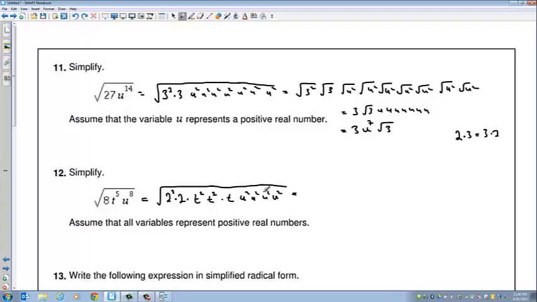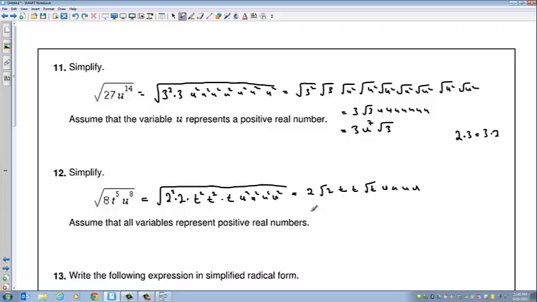If you want to simplify this a little bit, you could just say, hey, I don't need to do this next step. I know that the square root of 2 squared is 2. And then I have a square root of 2 next to it. The square root of t squared is t. The square root of t squared is another t. Then I'm left with just a square root of t. And then the square root of u squared is u, u, u, u. And so that's what I'm left with.